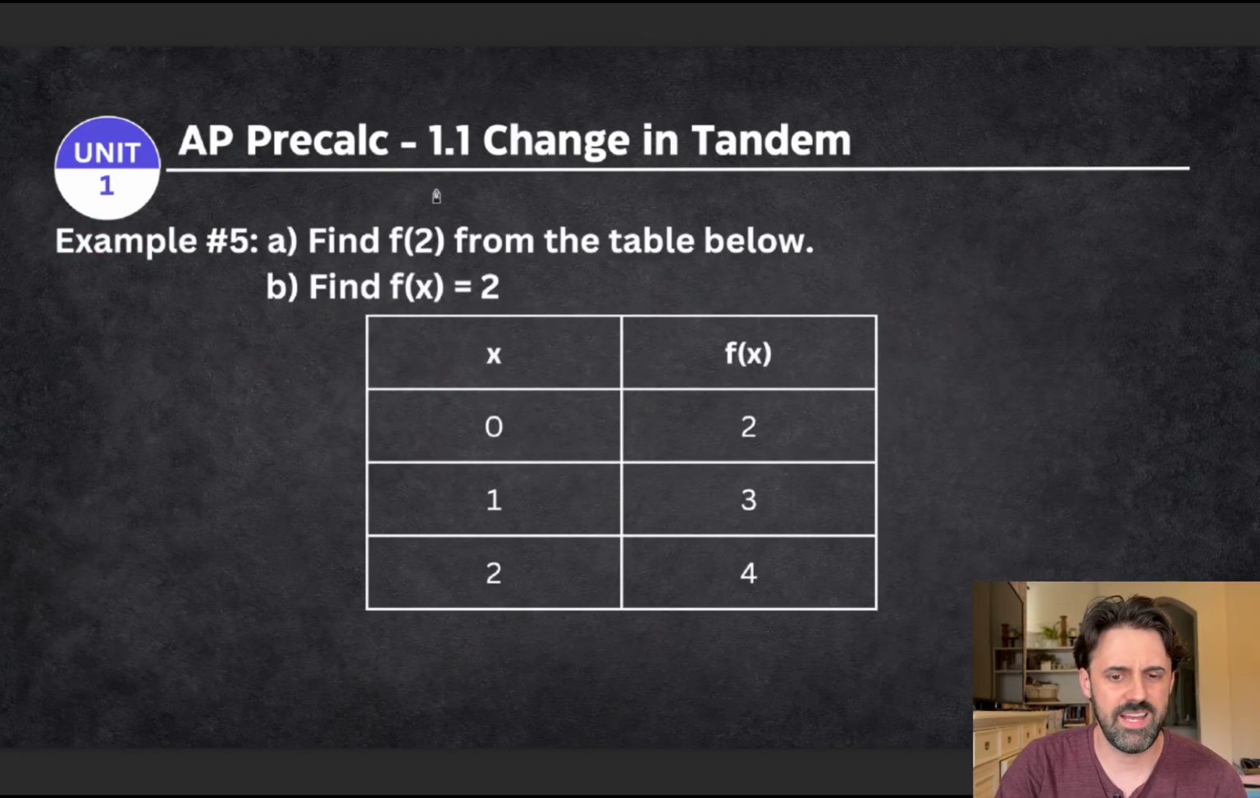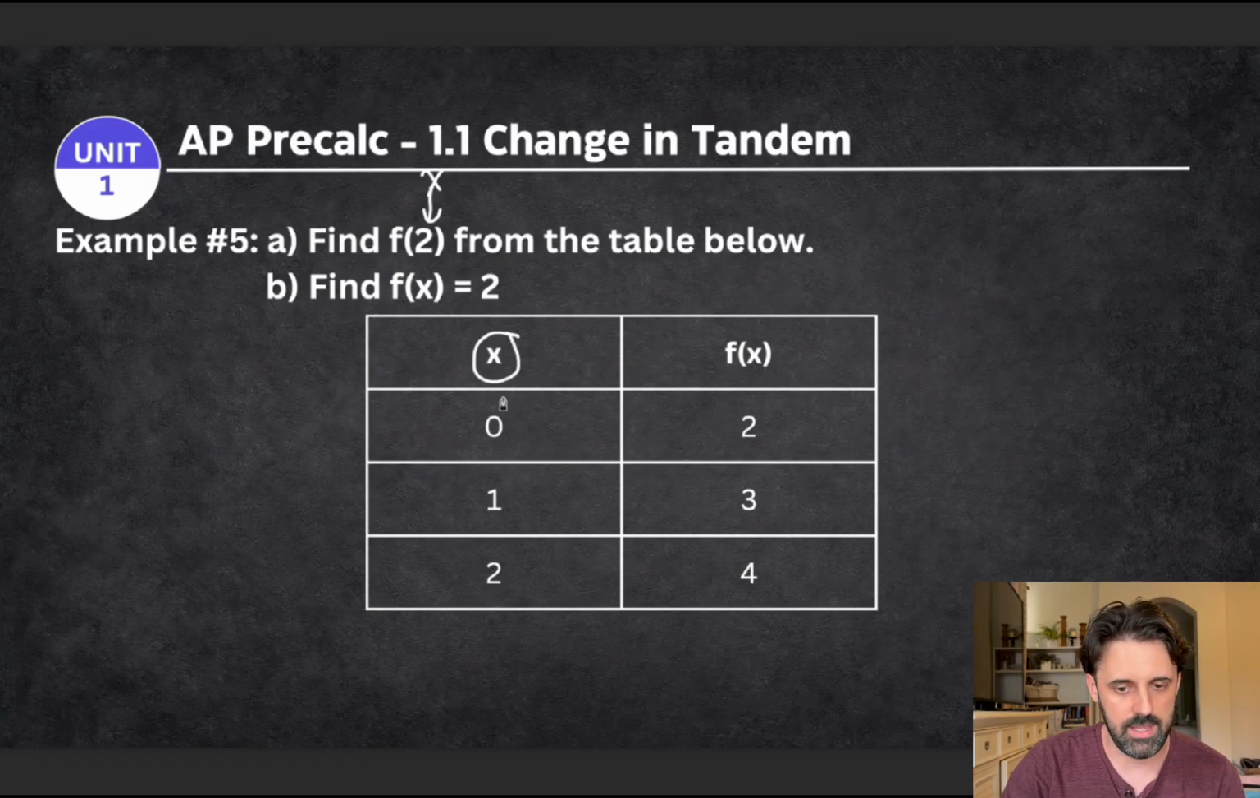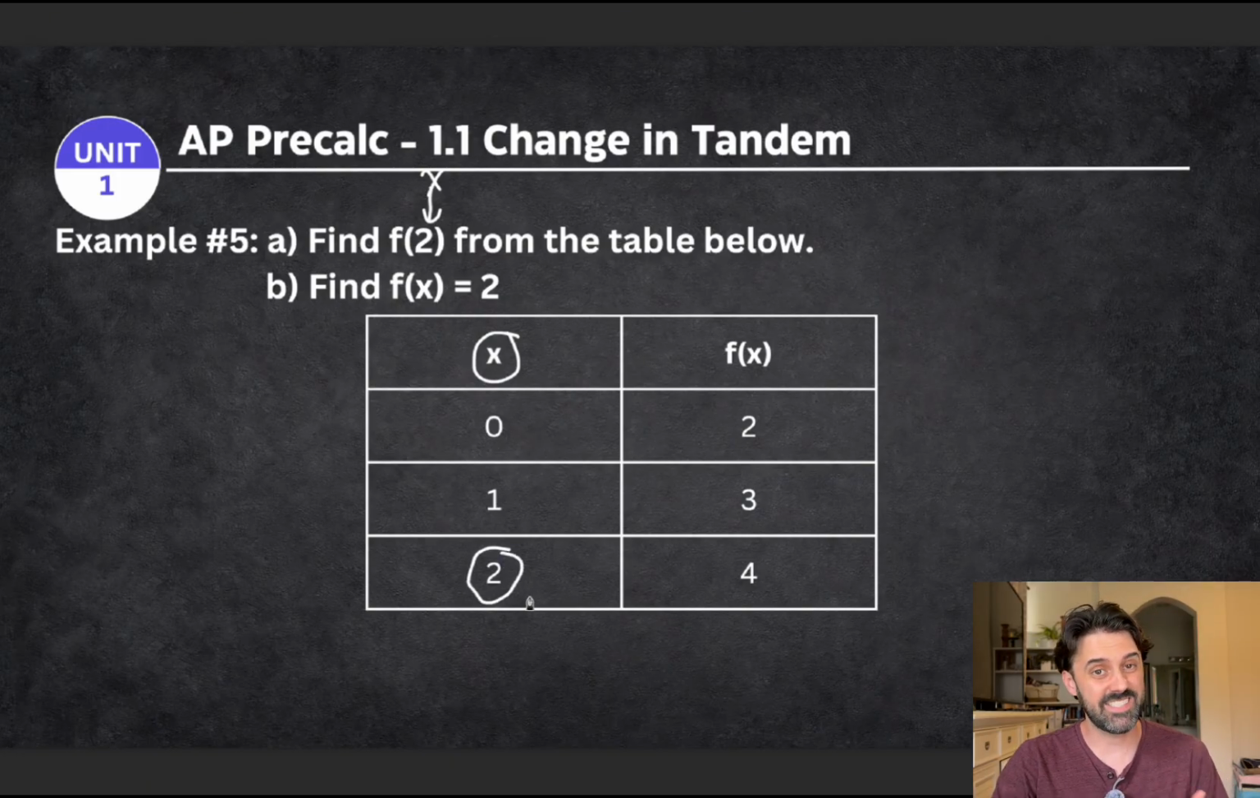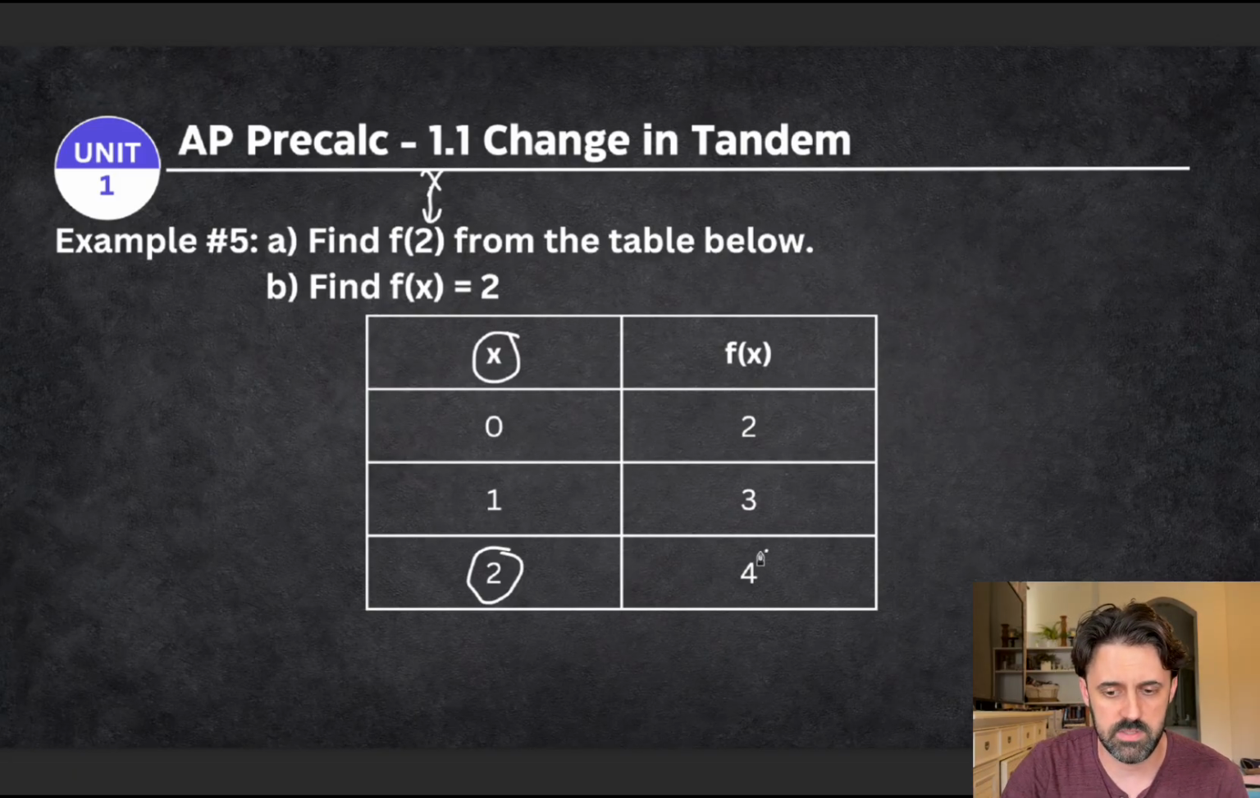All right, so now we want to apply this to a table question. So part A says to find f of 2. Again, that's inside, so that is our x coordinate from the table below. So I'm going to look at the column where that's labeled x and look for when x is 2, so that occurs right here. But it's asking again for the y value or the f of x value. Well, the f of x value is 4 when x is 2. And so for part A, we're just going to write 4.